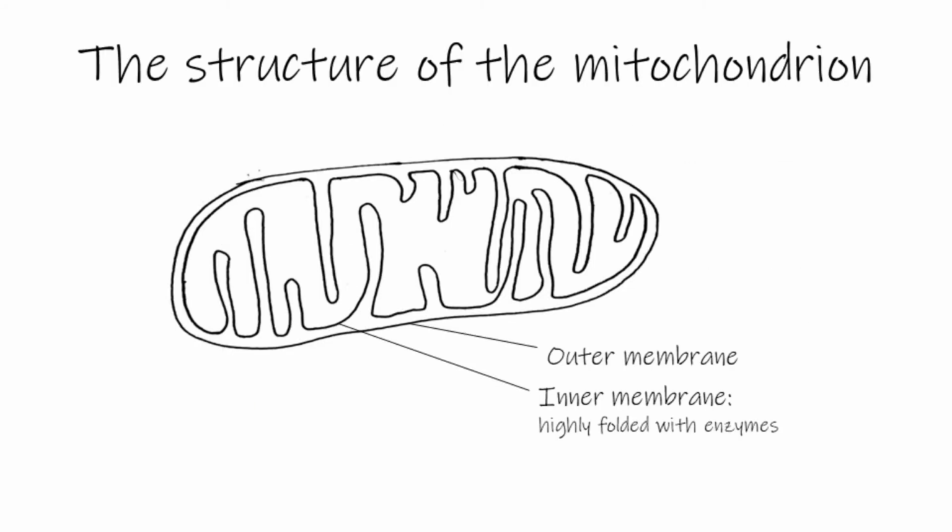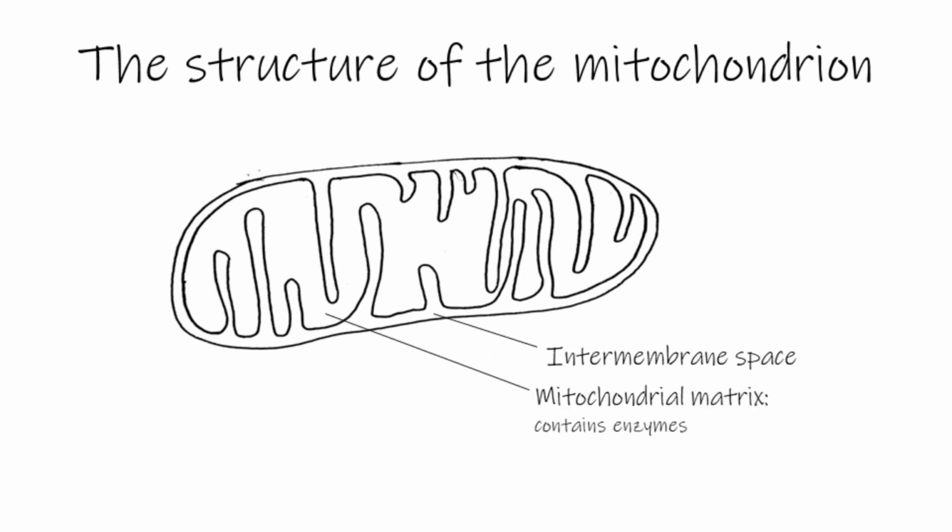The structure of the mitochondrion. A mitochondrion is bounded by a double membrane. The inner membrane is highly folded. It is packed with enzymes involved in the reactions of respiration. The space enclosed by the inner membrane is filled with a fluid called the mitochondrial matrix, which also contains enzymes involved in the reactions of respiration.